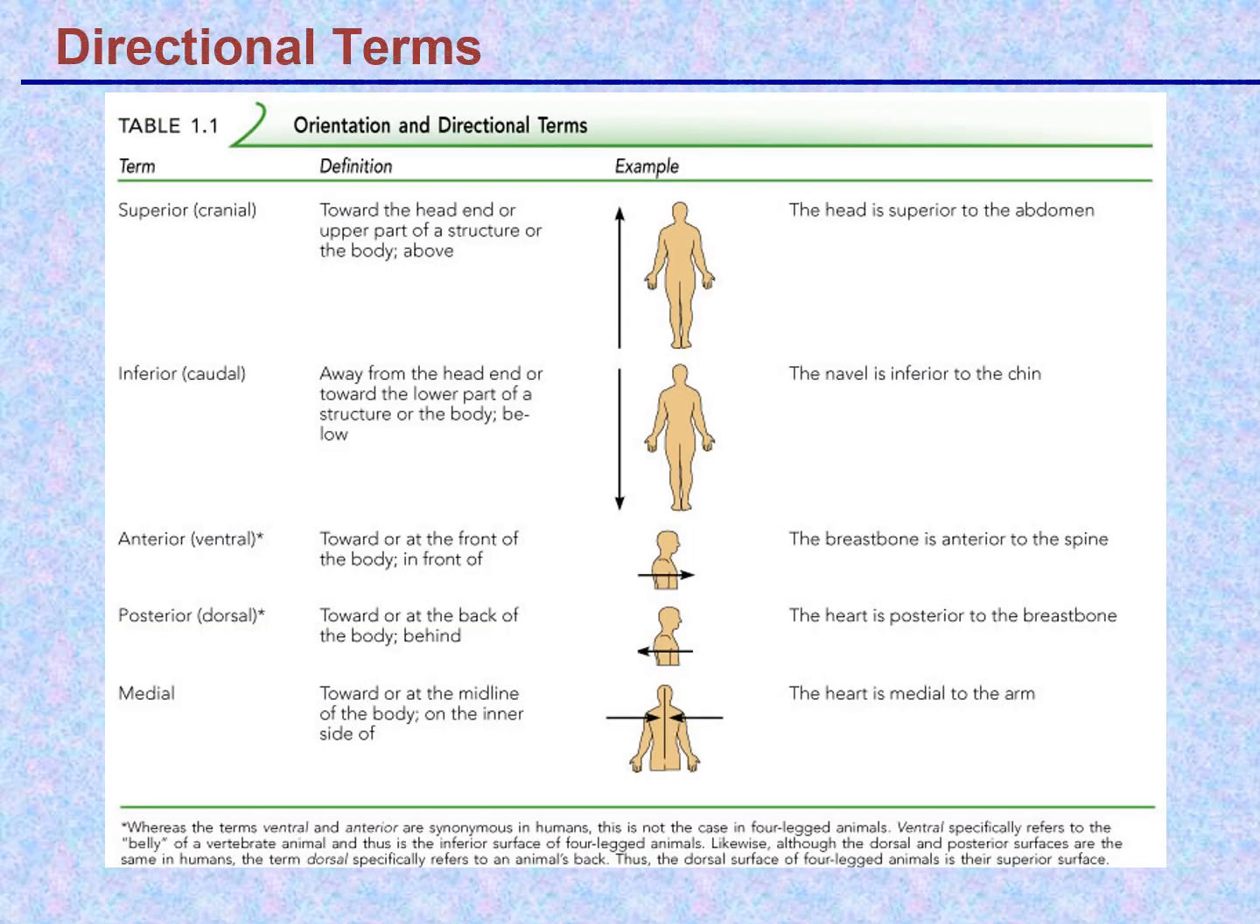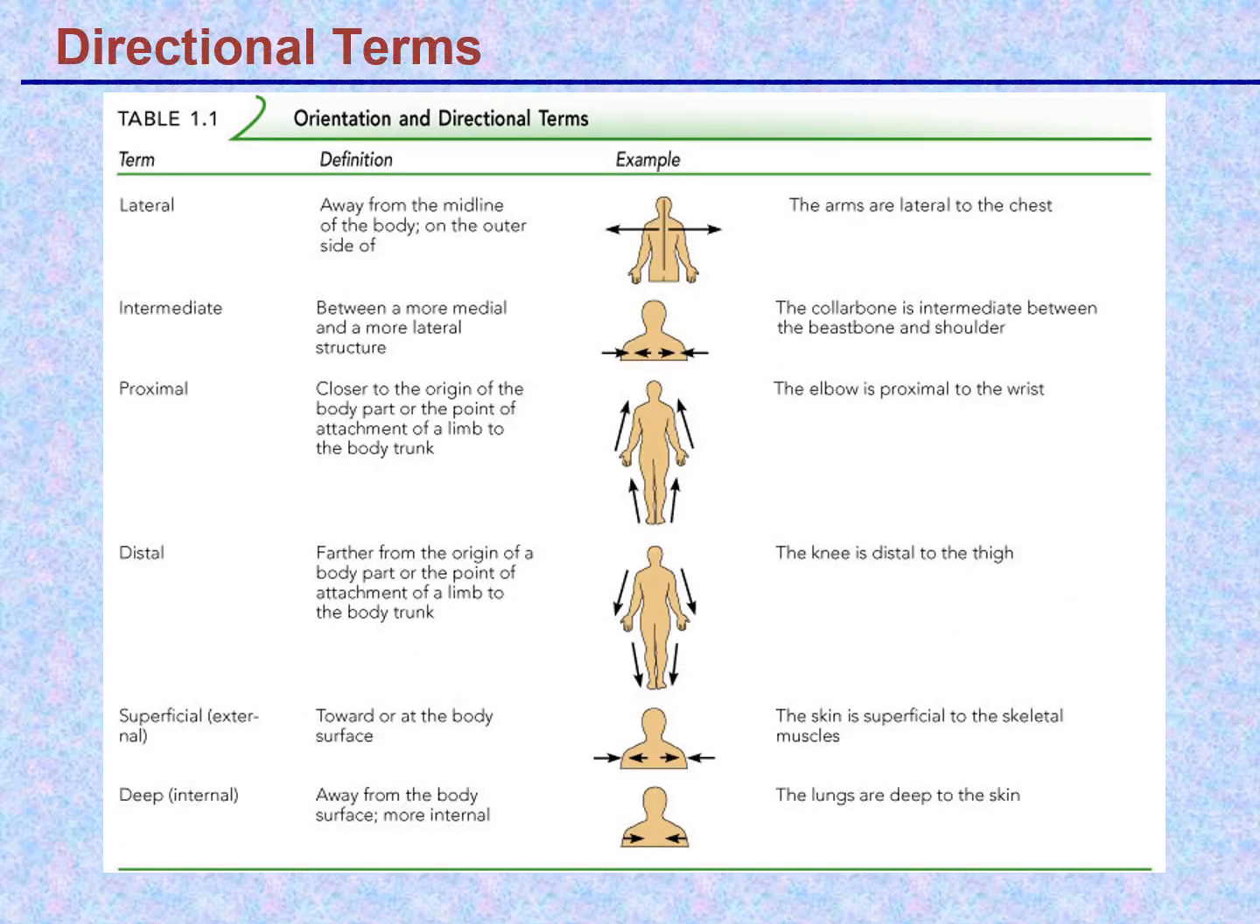Now, these slides here, the next, I think, 2 slides, give examples of exactly what I was talking about. And if you're not clear, then go through these, and you should, between what I said earlier and this, be able to understand superior versus inferior, anterior versus posterior, medial versus lateral versus intermediate, proximal and distal, superficial and deep.